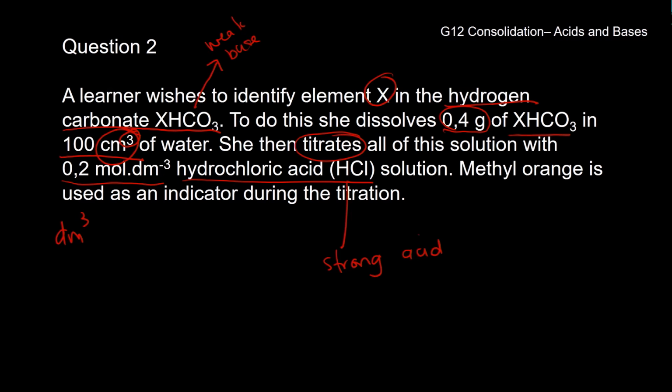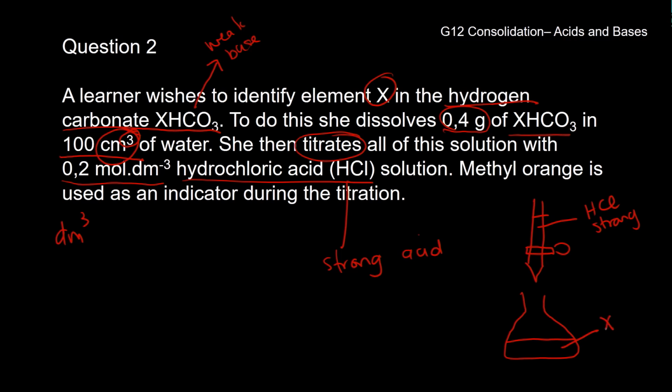We've got a titration happening. I'm going to draw a little picture so that I can sort it out in my mind. Let's say that she puts the acid in there, and that's HCl, a strong acid. And then in her conical flask, she has a solution of this XHCO3, and that is a weak base. She uses the indicator methyl orange during this titration.